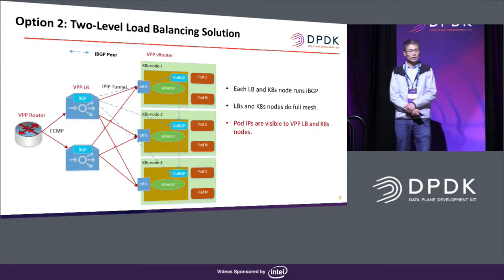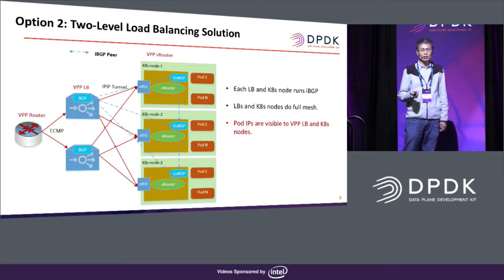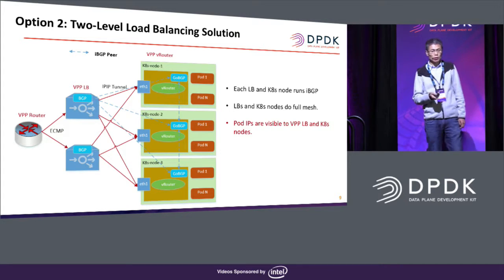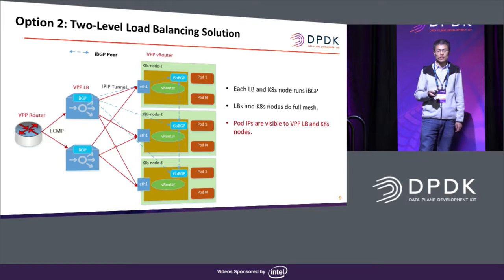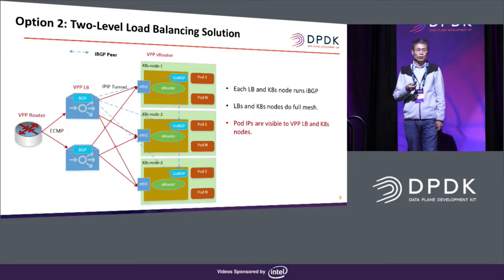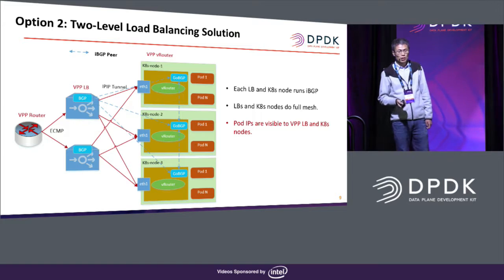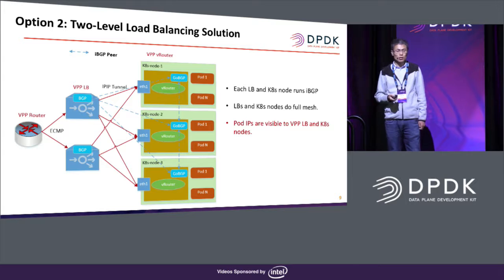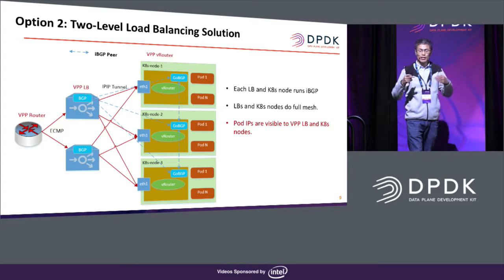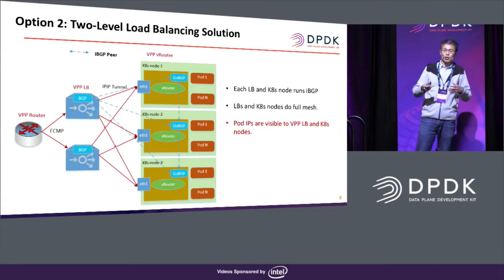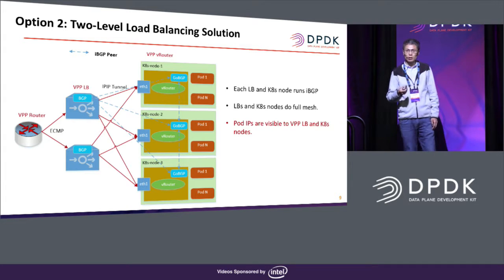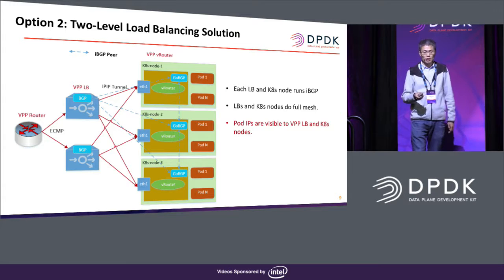Okay, this is the second solution. It's the two-level load balancing solution, which means here we also run the router, load balancer, and the virtual router on the Kubernetes node. Each load balancer and Kubernetes node runs the BGP protocol. So load balancers and each Kubernetes node can do the full mesh. As a result, the load balancer and each Kubernetes node know the port IP address for each node.